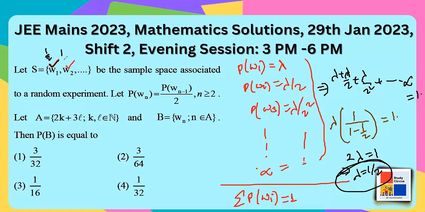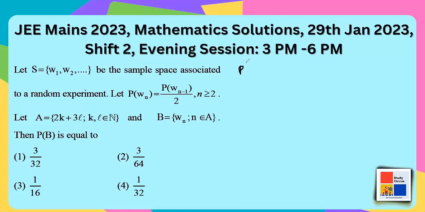So similarly, the second one will be 1 by 4, then 1 by 8, and like that the probability of the next event keeps decreasing. The first event has probability 1 by 2. So this is one thing that we have found out, that lambda is 1 by 2. The probability of W1 happening is 1 by 2, so P(W1) is 1 upon 2.